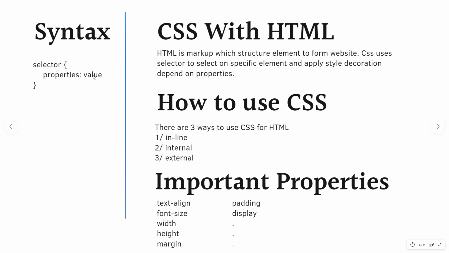Like the property, we want the text to be aligned in the center, so we use the property text-align, value center. If we want the text to align right, we can use right instead of center. And we can use other properties like font-size, and then the value is 20 pixels, 40 pixels, according to the size that you want. It means that you apply the size of the font.